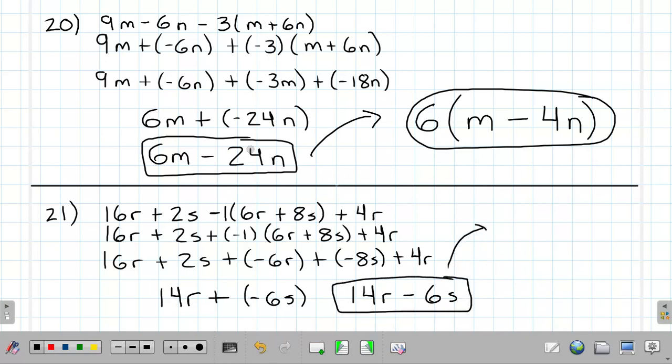And then now let's factor. Well, the greatest common factor here, once again, as it was with a few of these, is going to be a 2. So if we factor out a 2, or divide through by a 2, 14r becomes 7r, minus 6s becomes 3s. And that's our factored form.